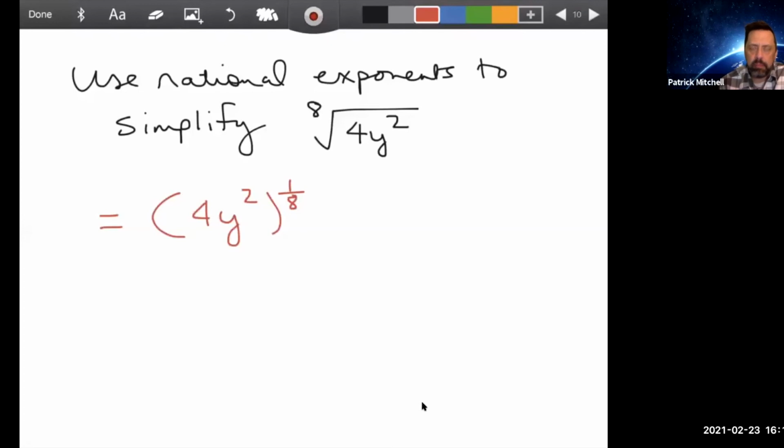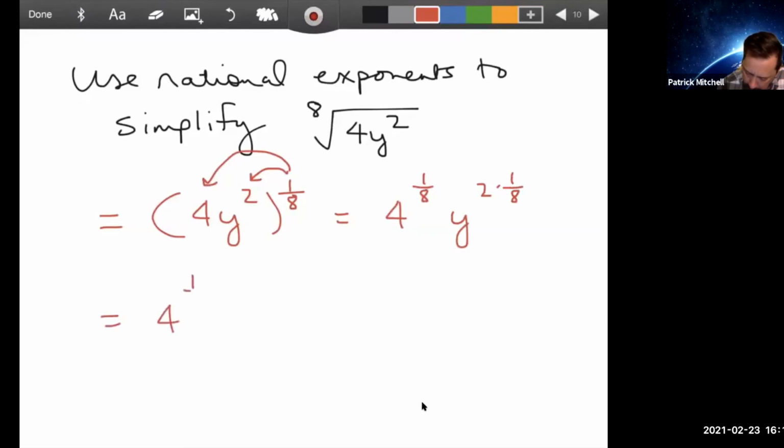All right. So the next thing I'm going to do is use my product to a power rule. That's the thing that I always say looks kind of like a distributive property. To rewrite this as 4 to the power 1/8 times y to the power 2 times 1/8. Now we'll come back to 4 to the 1/8 in a second. That's the part that's a little weird.